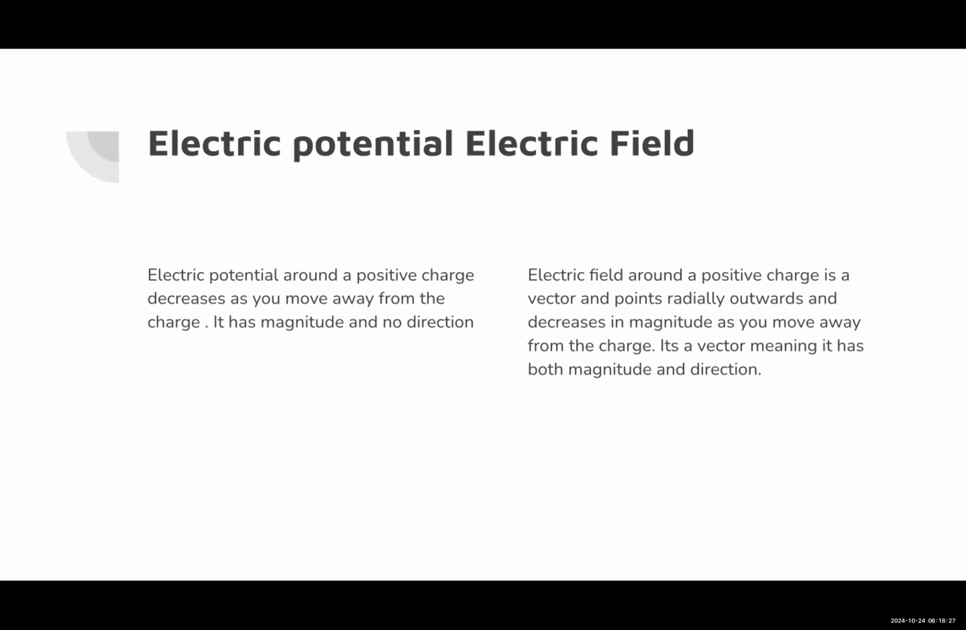Electric potential and electric field. Electric potential around a positive charge decreases as you move away from the charge. It has magnitude but no direction.